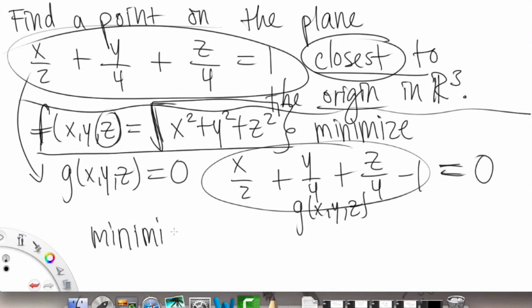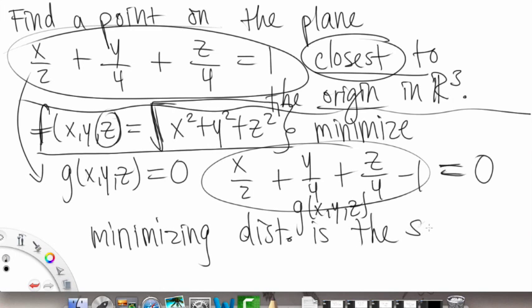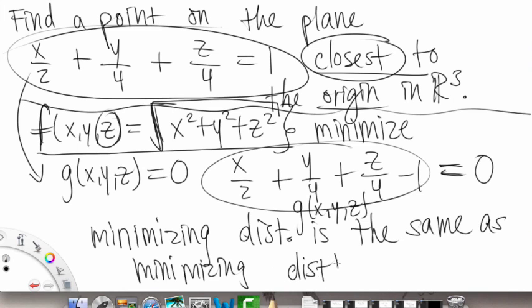Minimizing distance has the same effect as minimizing distance squared. So I'll show you what I mean by that on the next slide.